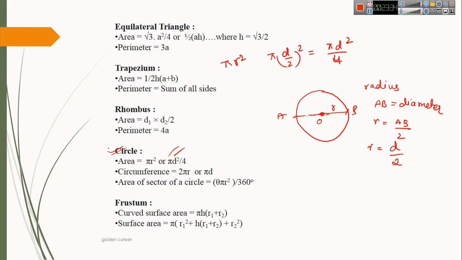Now comes the circumference. Circumference is the perimeter. Perimeter of the circle is known as circumference. It has a formula which is 2 pi r. If we take this 2r, it becomes d, then the circumference becomes pi d. Next is the area of the sector.